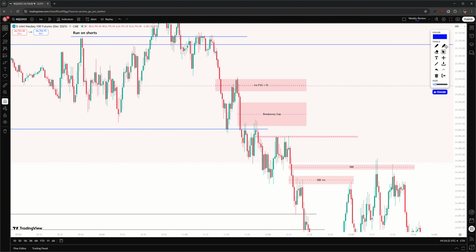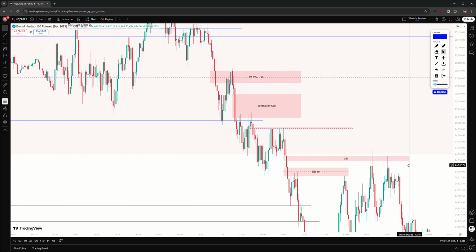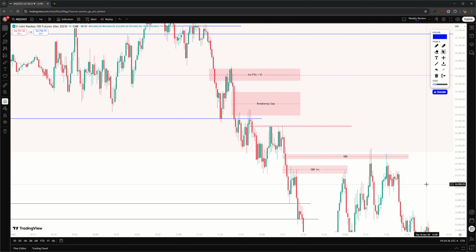So those inefficiencies are not only points of entry. That's something that you have to understand. It's not just that they offer us the chance to have a favorable entry, but they also reveal to us where price is going.